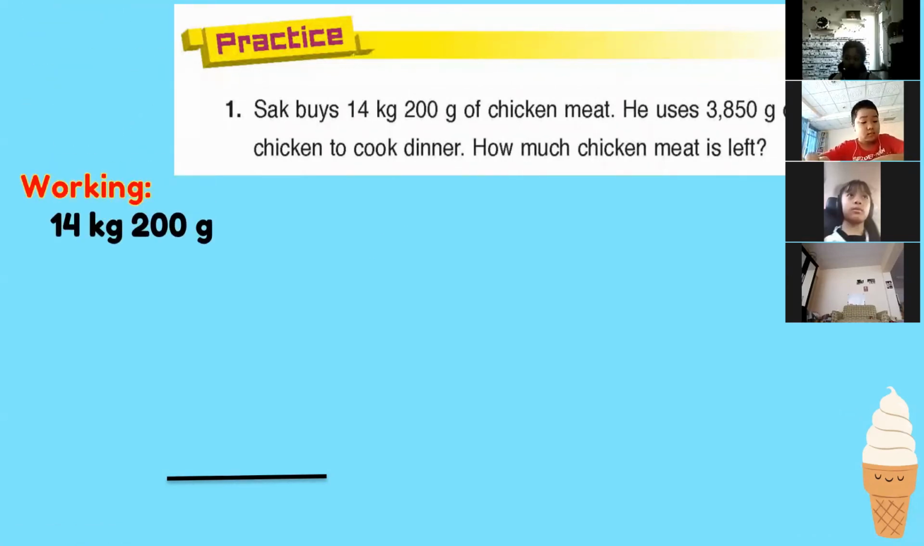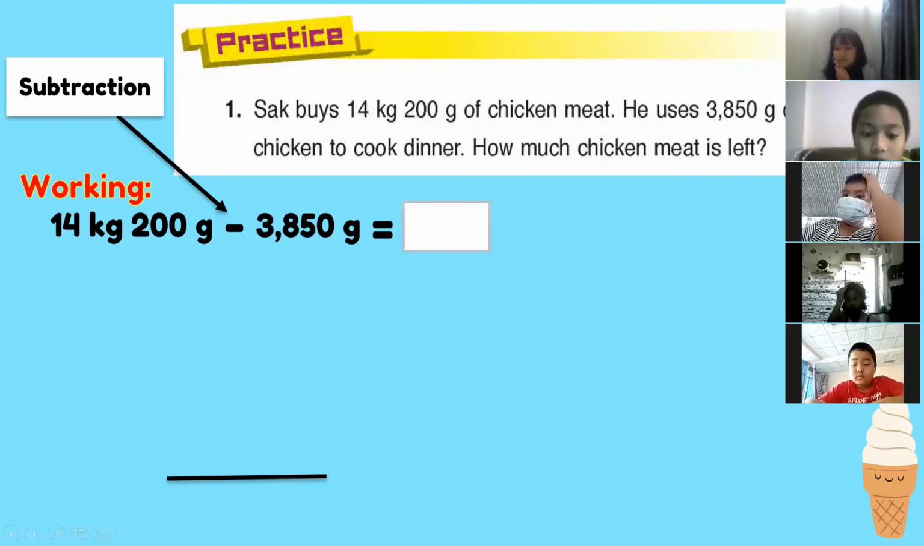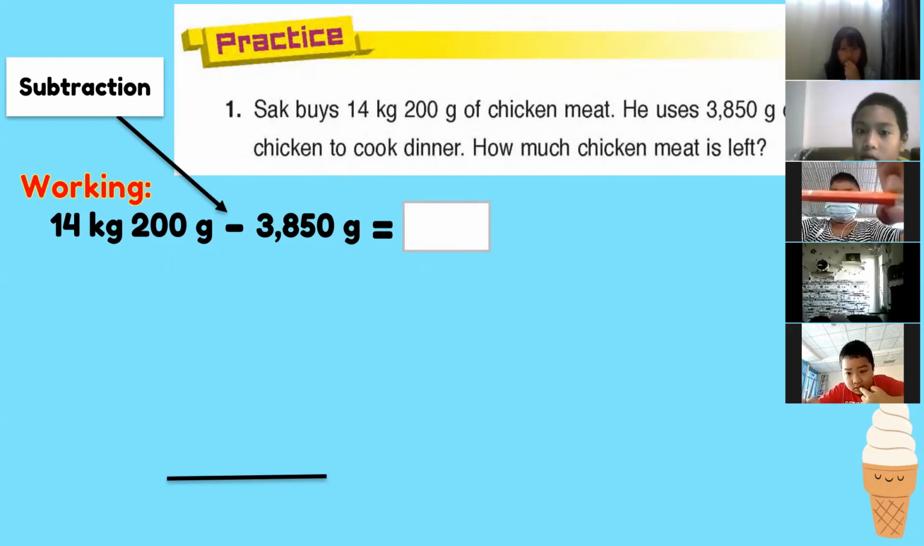Working. First one is you have 14 kilogram, 200 gram, right? And then 3,850 gram. So Gun said that we are going to use minus. That is step number 2. Know the operation. We are going to use subtraction here. All right. But Nudi, can we solve this right away? Nudi, unmute your microphone. Can we solve it right away?